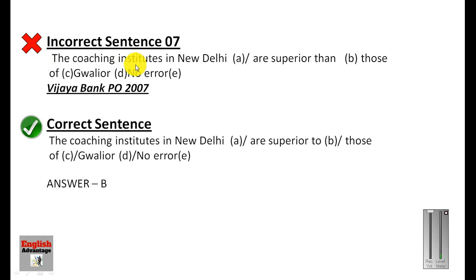The coaching institutes in New Delhi are superior than. See, "the coaching institutes in New Delhi" is correct till here. "Are superior than" is wrong, because there are certain words which are followed by "to," not "than," like superior, inferior, prior, preferable, or prefer. These words are followed by "to," not by "than." So this is the grammatical mistake, the B part. You have to say "are superior to." So B is the right answer. Okay, now let us see the next question.